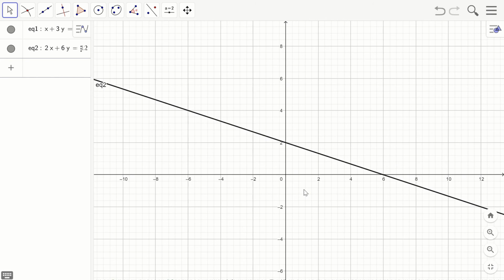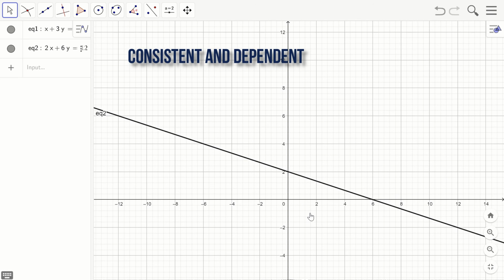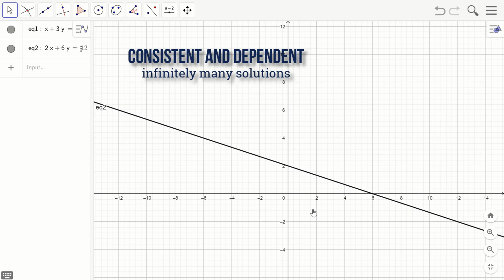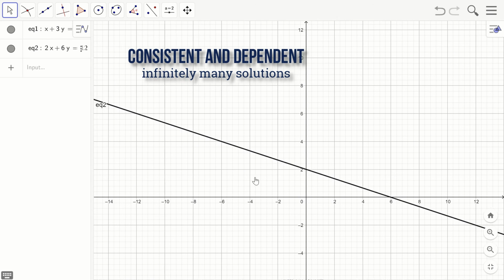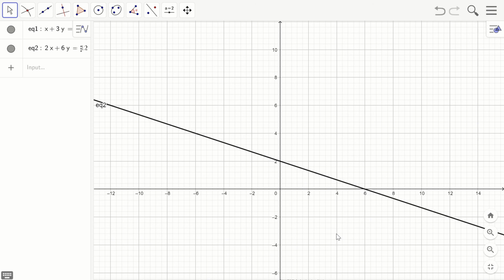If that is the case, we call this consistent and dependent. This means we have infinitely many solutions. So we don't see just one solution here, but there are infinitely many. Again, this happens if your two or more equations are coinciding. So this is it for the three situations when we are solving systems of linear equations.